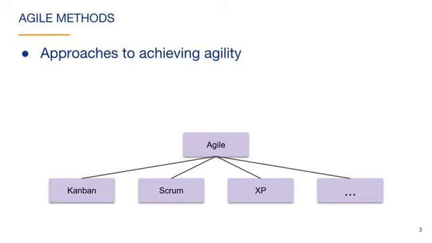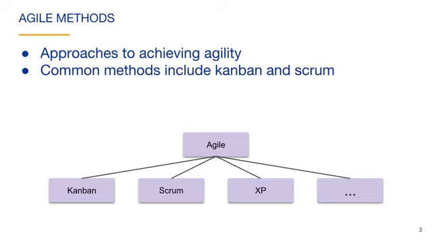Agile methods are approaches to achieving agility. The methods are also sometimes called frameworks or methodologies. Agile on its own is more of a mindset than an actual approach to managing projects. The Agile methods add a bit more structure to the Agile ideas.